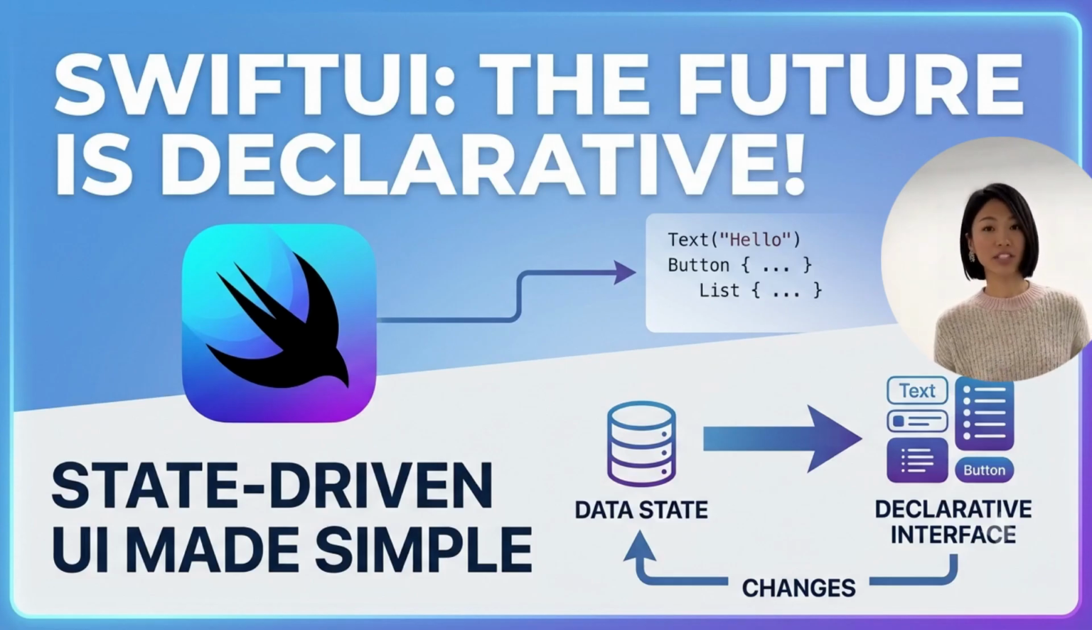SwiftUI takes a completely different approach. Instead of describing how to build every interface element step by step, SwiftUI lets you declare what the interface should look like for any given state of your application's data. The framework automatically determines how to update the screen whenever that state changes. Rather than constantly managing views yourself, you simply define the relationship between your data and your interface. When the data changes, the UI changes automatically. This state-driven architecture dramatically simplifies development while making applications easier to understand, maintain, and expand.